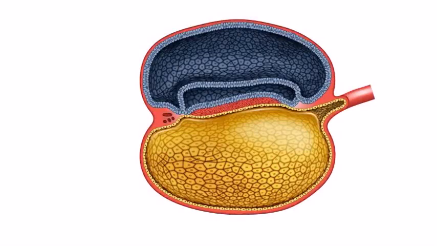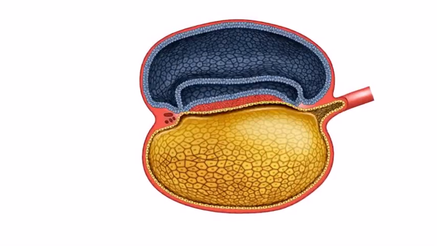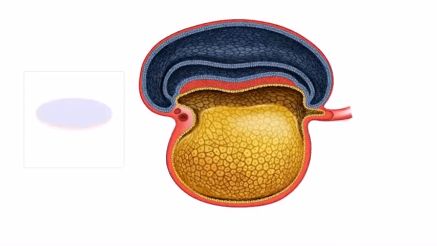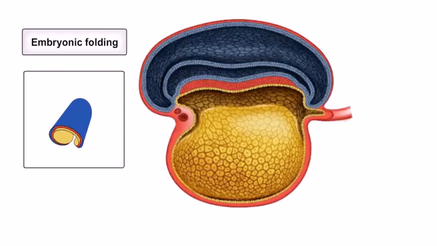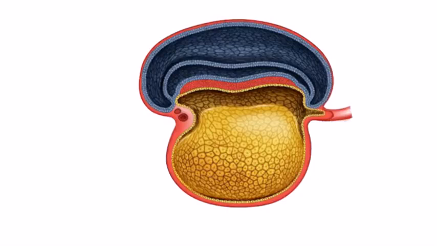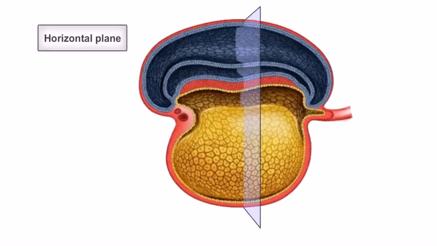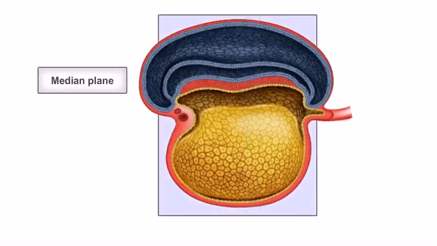During the fourth week of development, a period of rapid growth, the embryo begins to change shape from a flat trilaminar disc into a cylinder, a process known as embryonic folding. Embryonic folding occurs in two planes, the horizontal plane and the median plane, and is the result of differing rates of growth of the embryonic structures.